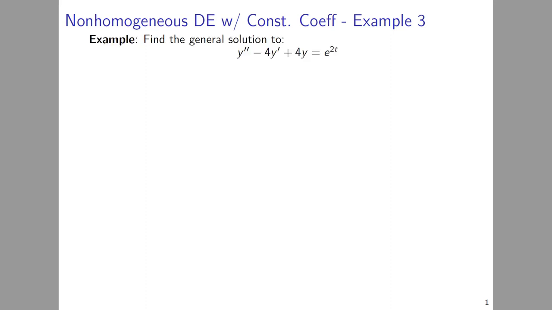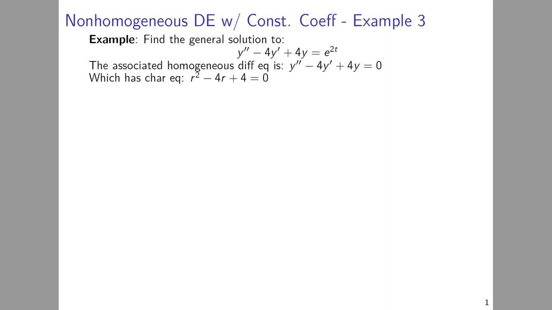In this example, we will find the general solution to y'' - 4y' + 4y = e^(2t). The associated homogeneous differential equation for this example is y'' - 4y' + 4y = 0, which has a characteristic equation of r^2 - 4r + 4 = 0, which gives a repeated root of r = 2.